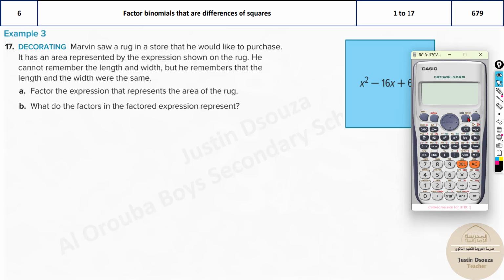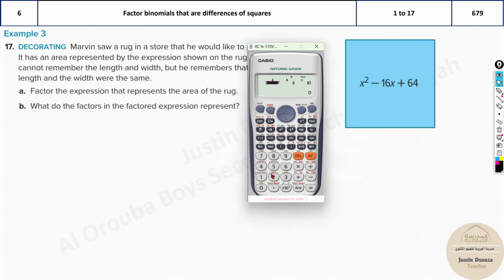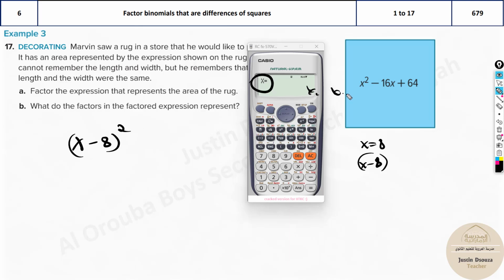Now, if you go to mod 5 and 3, we will solve this expression. This is a perfect square trinomial because the length and width are the same. That means the factors must be equal. Look, it's only x. So what does this mean? This means it is x minus 8 the whole square. Why? Because x equals 8. Take it inside, x minus 8. This is the factor, but you need to square it. There's only one x, no x1, x2. Both are the same. That's the reason.